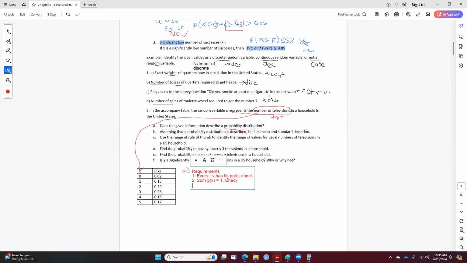Okay. What happens if you get 0.999 or 1.0001? It's still checked. What happens if the sum is not close to 1? Then it's not checked. Then the requirement does not match here.